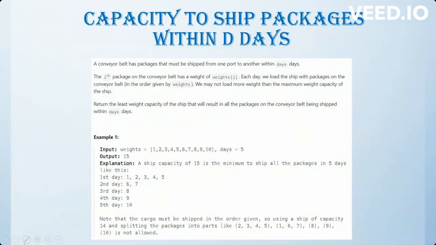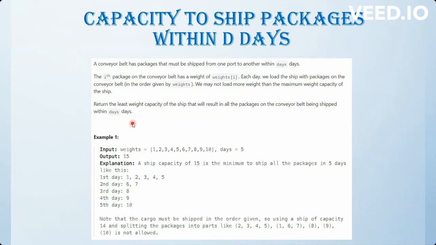The next question is called Capacity to Ship Packages Within D Days. Basically, first let's see the problem statement. A conveyor belt has packages that must be shipped from one port to another within D days. The ith package on the conveyor belt has a weight of weights[i]. Each day, we load the ship with packages on the conveyor belt in the order given by weights. We may not load more weight than the maximum weight capacity of the ship. Return the least weight capacity of the ship that will result in the packages being shipped within D days.